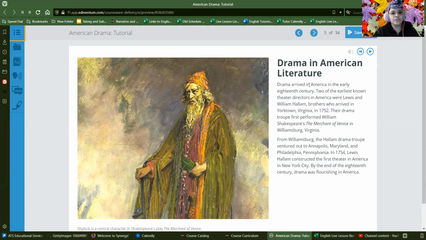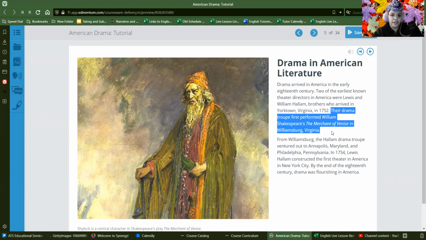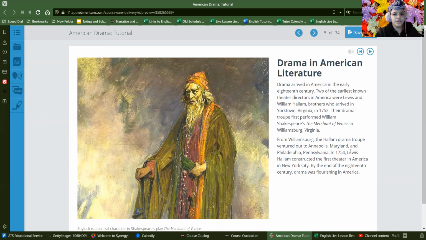Now, this slide starts off by telling us that it arrived in America in the early 18th century. So that will be the early 1700s. They give you the name of two of the earliest known theater directors, Lewis and William Hallam, and that their drama troupe first performed William Shakespeare's The Merchant of Venice in Williamsburg, Virginia. Then they give you a little more information at the bottom. Lewis Hallam constructed the first theater in America in New York City.